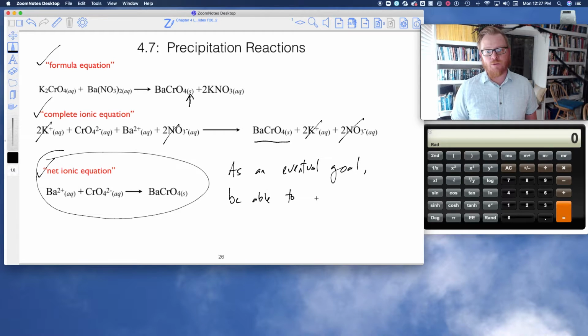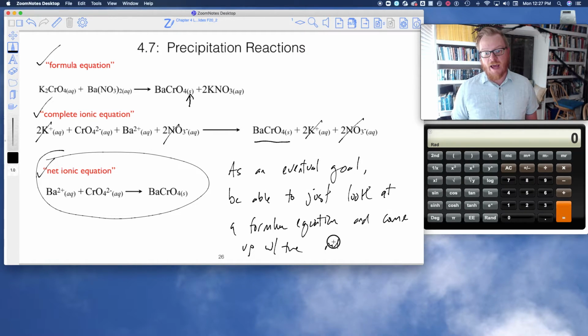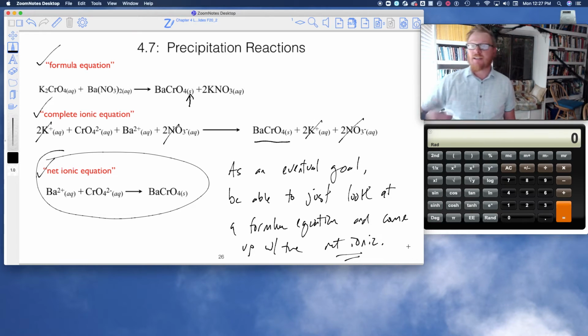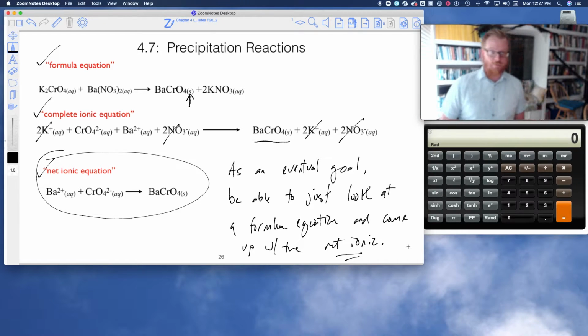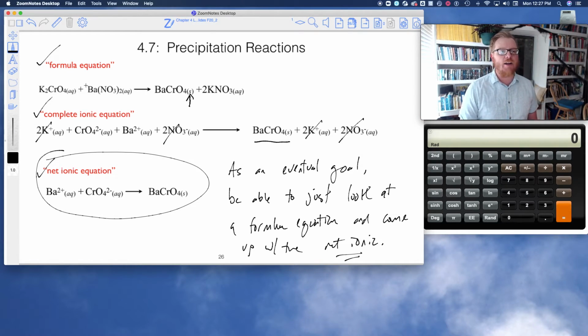be able to just look at a formula equation and come up with the net ionic. Okay? So I know that's going to take you some time. It's going to take some practice, but that is a good goal to work towards. And I'll show you how I kind of look towards this.